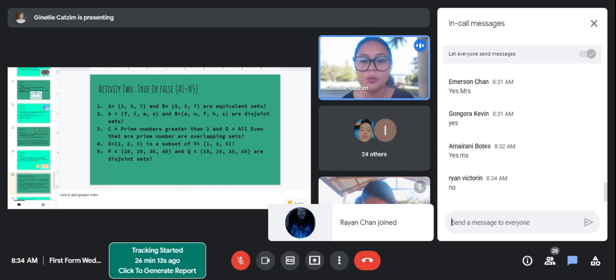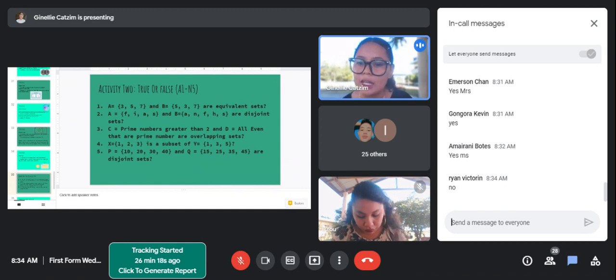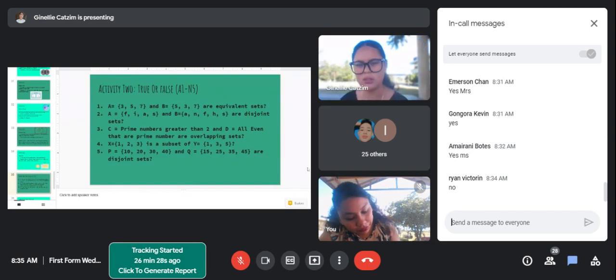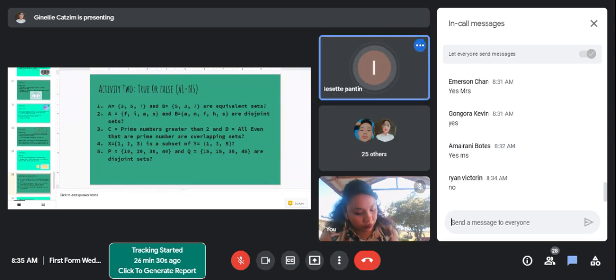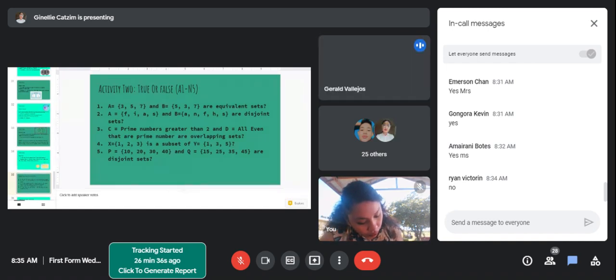Now, number 2, A equals F, I, A, S and B equals A, N, F, H, S. Are those disjoint sets? True or false? True, miss. They are disjoint. Remember, what are disjoint sets? Say all.